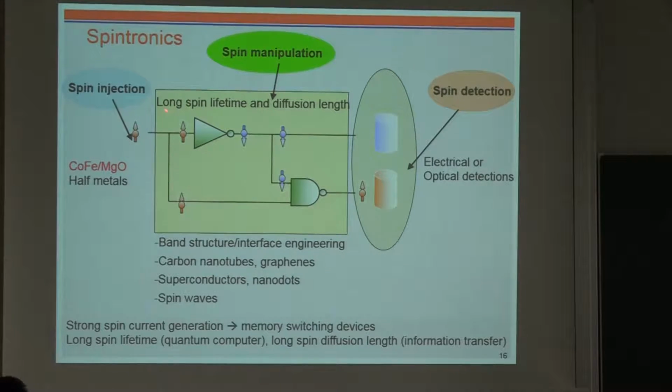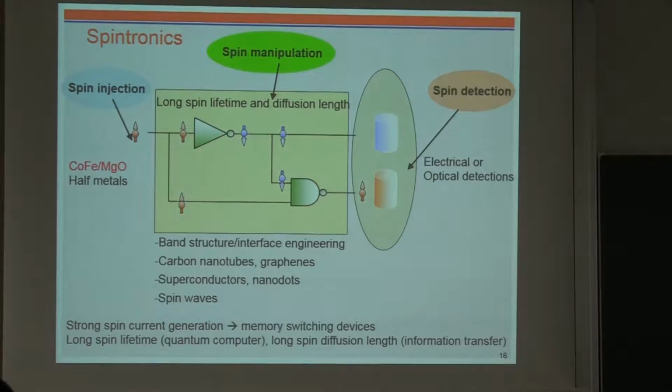And for this, we want to have long spin lifetime. That will be great for, for example, quantum computers. Like now, Microsoft is working on it, and Google is working on it, for example. And also, we would like to have a long spin diffusion length, because ideally, we want to move spin information from one location to another location. So that is for information transfer.